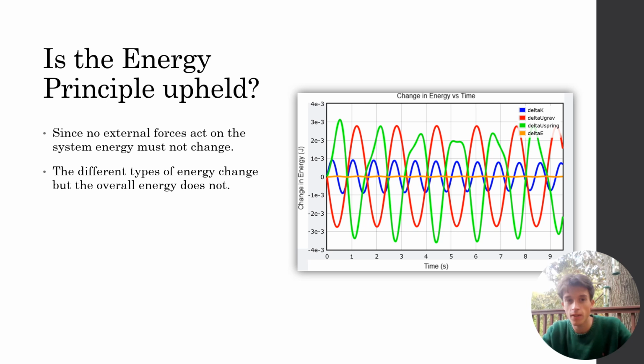So the big question of the lab is about the energy principle. Is it upheld? These different forces, as you can see, vary over time, but their sum is this orange line, which stays pretty constant at 0. That's the goal because if the system is isolated from the surroundings, then no work is done on it, and then the energy of the system shouldn't change. So I think that we did uphold this very well. The different types of energy are changing, but overall the system isn't really changing.